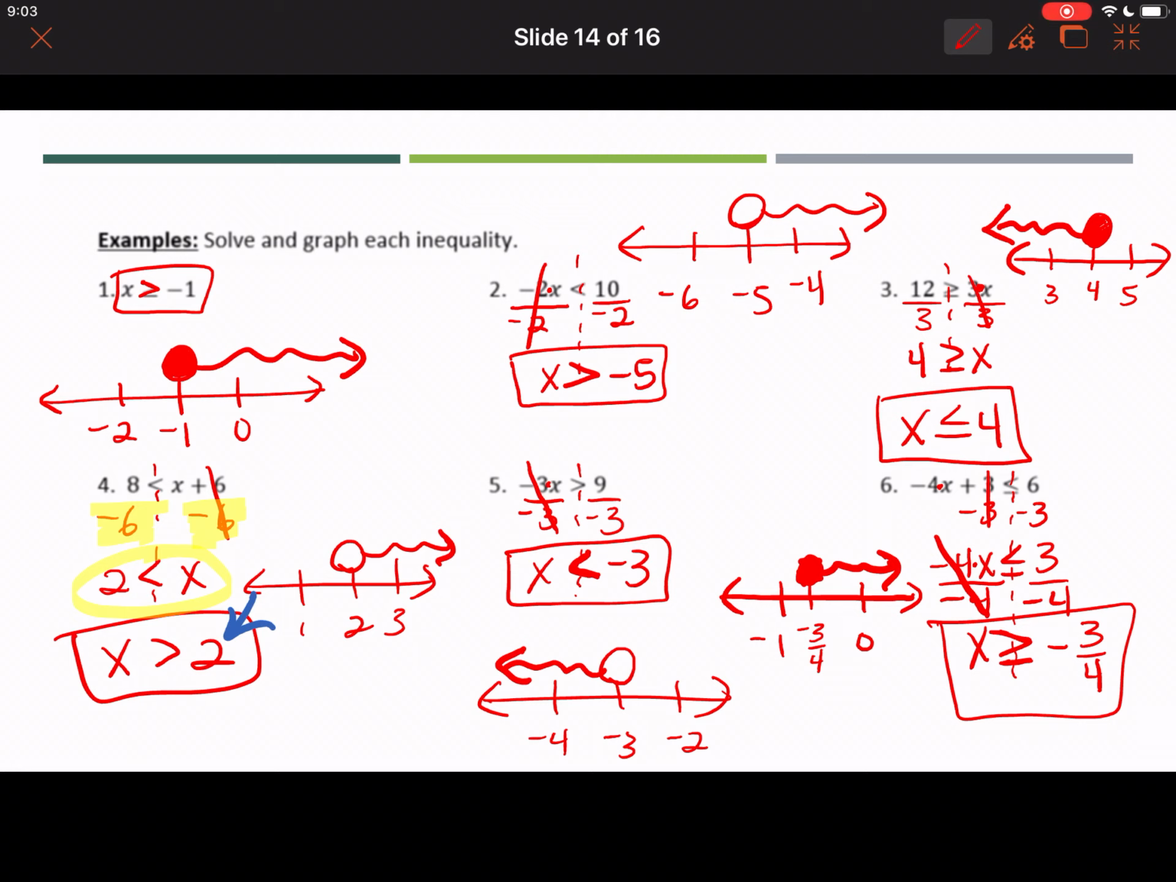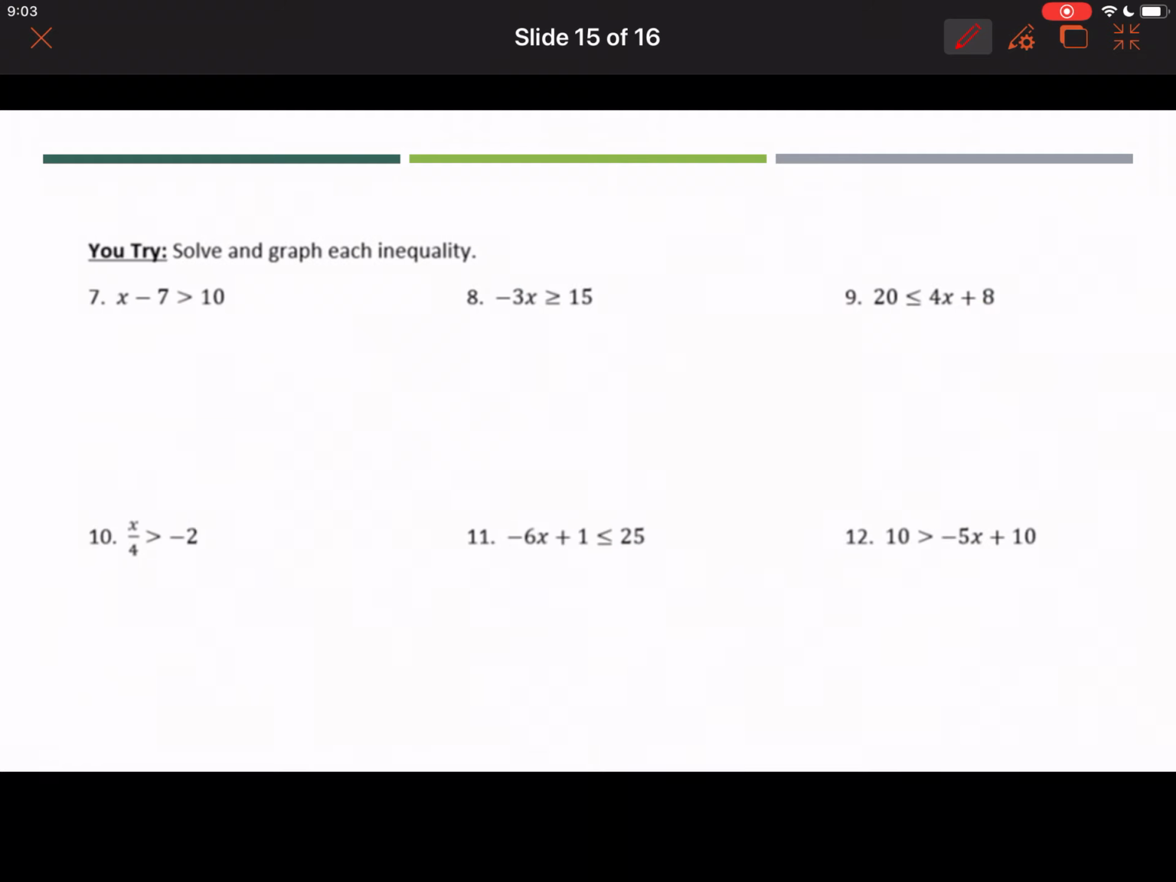All right, so there you have solving and graphing inequalities. Here are a couple you try problems. I want you to try and work through these, pause the video, and then you're going to unpause and we'll check our answers.